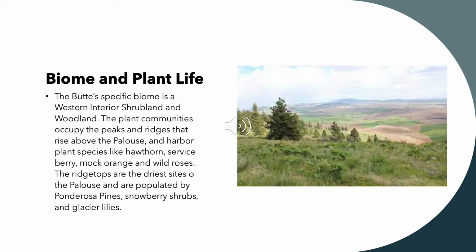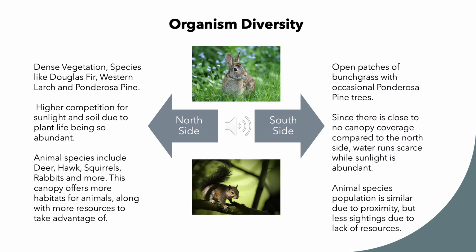The ridge tops are the drier sites on the Palouse and are populated by ponderosa pines, snowberry shrubs, and glacier lilies. At first glance, the butte seems oddly bare on one side and highly populated with plant life on the other. This is due to prevailing winds and solar radiation levels received on either side of the butte.